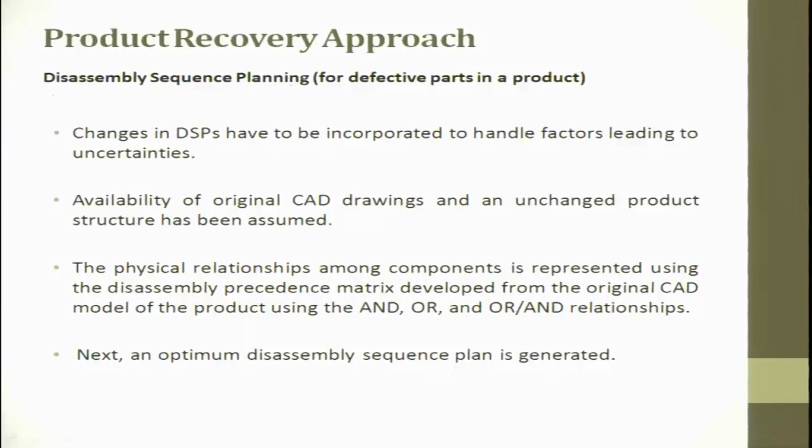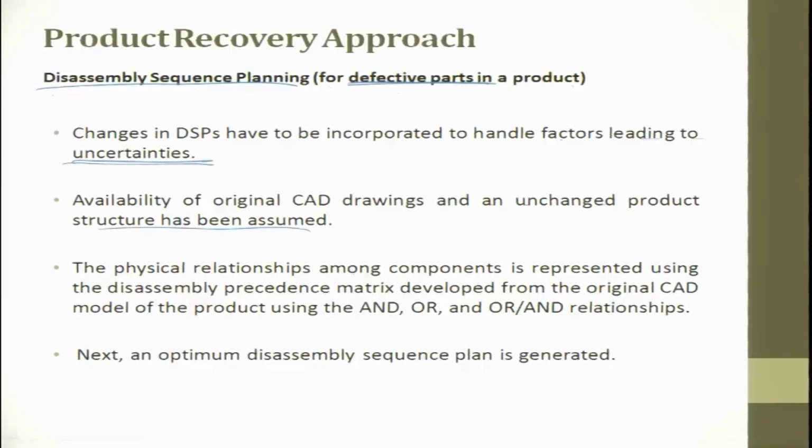The disassembly level planning for defective parts in a product. Till now we were talking about original new parts. Now we are talking about defective parts in a product. Changes in DSP are required. What is DSP? DSP is disassembly sequential planning, which has to be incorporated to handle factors leading to uncertainty. Uncertainty leads to defects. Availability of the original CAD drawing and unchanged product structure has been assumed.